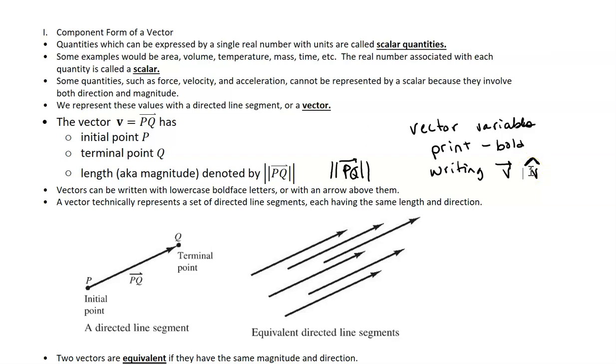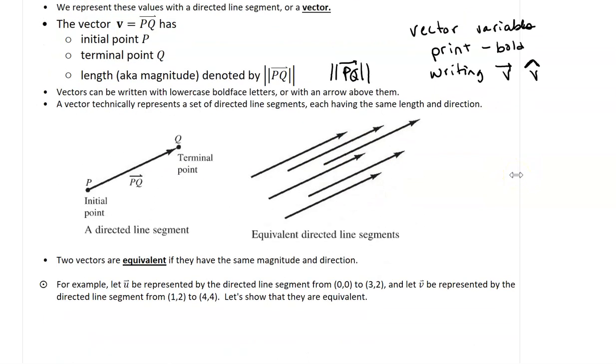So on your paper, when you're taking your exams, I do want you to be careful with that notation. Vectors can be written with lowercase boldface letters or with that arrow, and a vector technically represents a set of directed line segments, each having the same length and direction. So a directed line segment from P to Q, where P is the initial point and Q is the terminal point, and that order does matter. Equivalent directed line segments, you want to think of taking this arrow and picking it up and moving it, but not changing its direction or its slope.